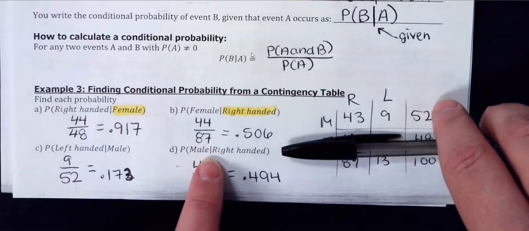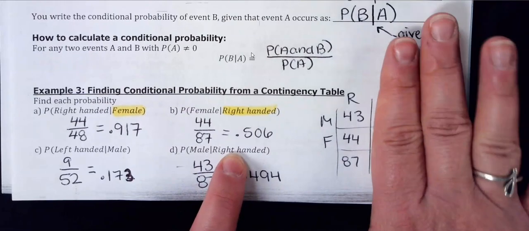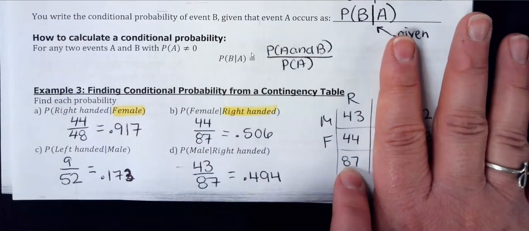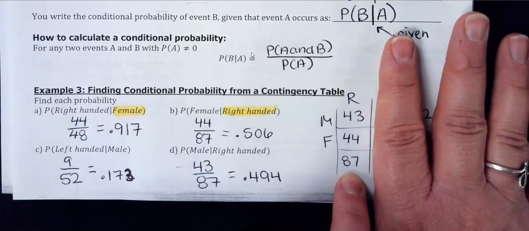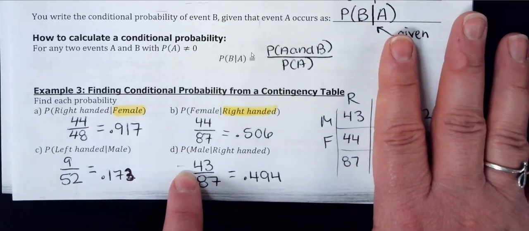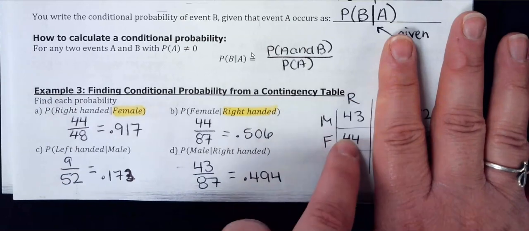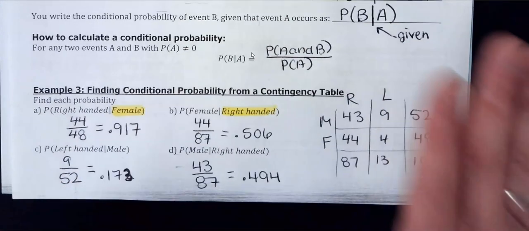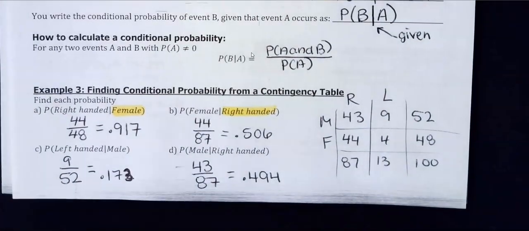Whereas this one says it was given that they were right-handed. So I know this is my total, because if I only have 87 right-handed people, I'm being given that I picked one of them, and then the probability that they're male here is either the 43 or the 44. I picked the 43 because it's the male. So it's that category if you're given that. So it's a little bit different than the probabilities we've been calculating. Really good question. Does anybody else have any question?